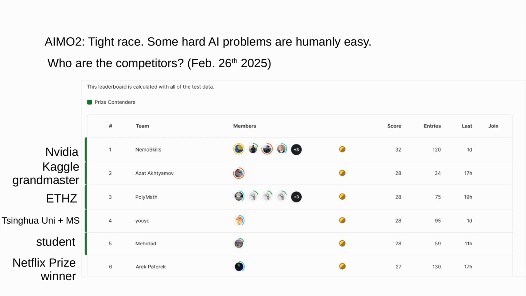And it's interesting to actually see who's competing in this competition. So Nemo Skills, the currently #1 ranked team, is composed of some researchers from NVIDIA. The second team is a Kaggle Grandmaster. Third team is a team, I think, of students, perhaps also a professor from the ETH in Zurich, Switzerland. Number 4 is comprised of students from Tsinghua University, I believe, as well as researchers from Microsoft. And the number 5, again, is a student competitor. And number 6 is also interesting. He's a person who competed in the famous Netflix prize. I think this was back in 2006 and was, I think, part of the winning team. So we have quite a diverse, or interesting, selection of people that are competing.